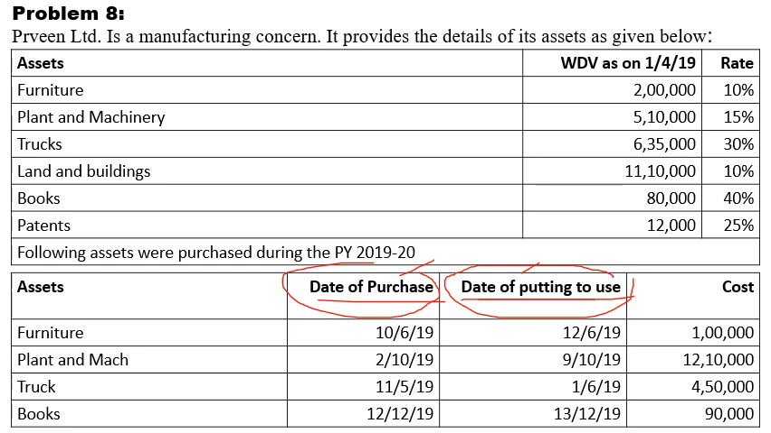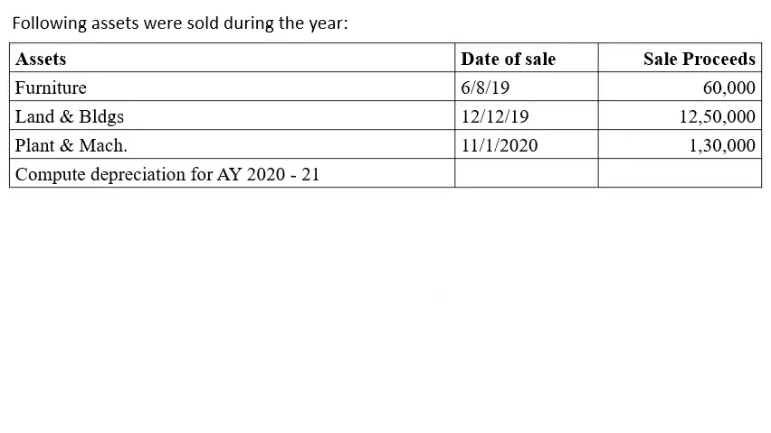So assets purchased in the previous year are furniture in the month of June, plant and machinery in the month of October, a truck in the month of May, and books in the month of December 2019. Next, the sales in the previous year. The following assets were sold during the year: the furniture, land and building, and plant and machinery. Compute the depreciation for the assessment year 2020-21.